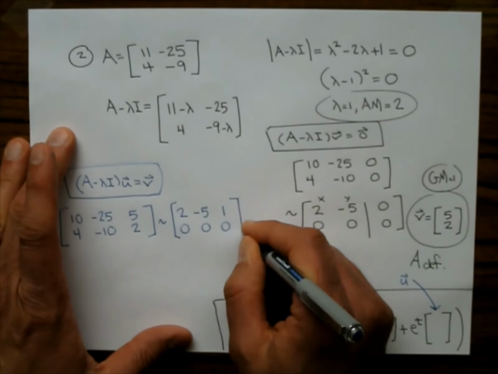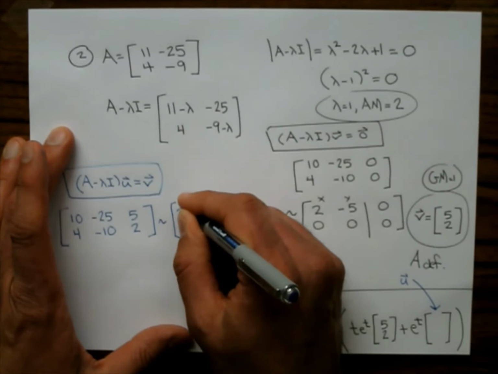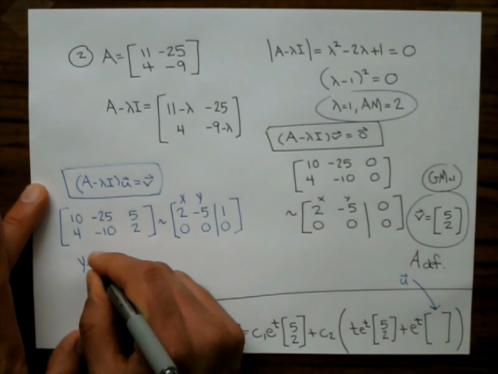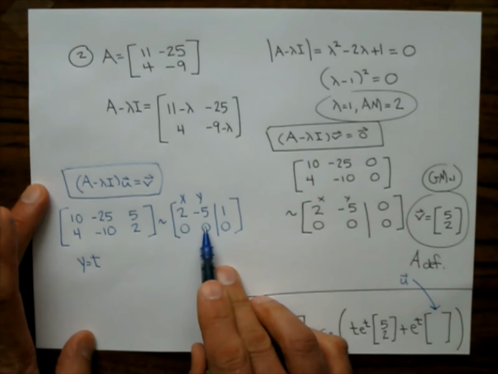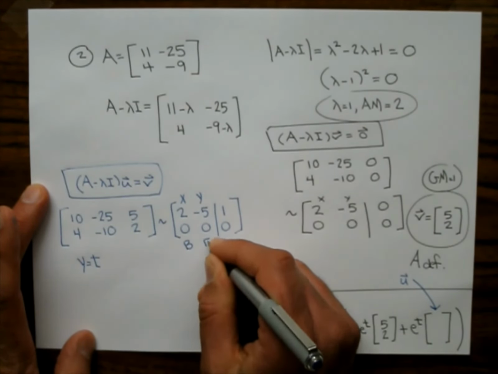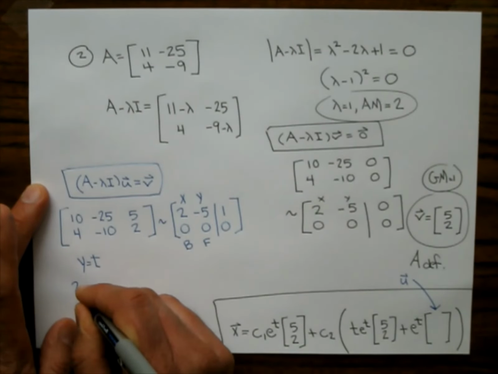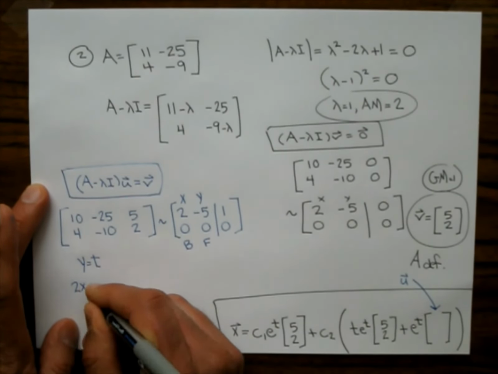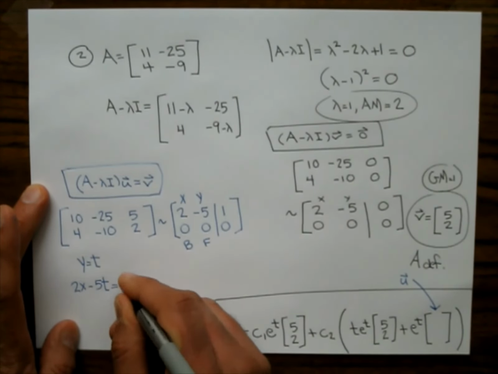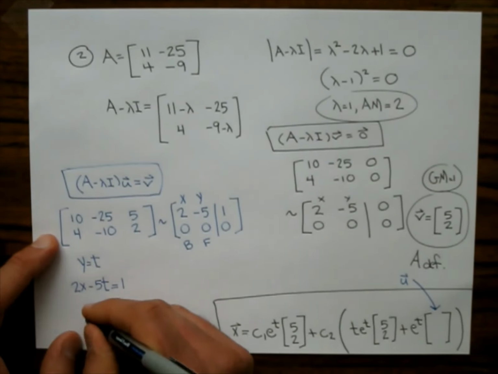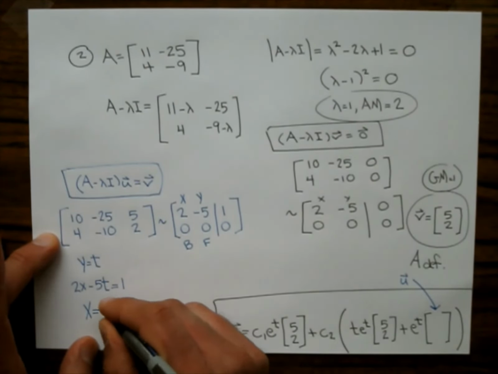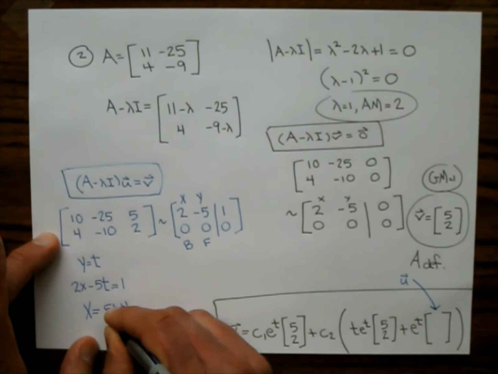And then one of the rows got zeroed out, and we have an x here and a y there. So y equals t, okay? Because it is a free variable, so remember this, we used to write that all the time. And then we have 2x minus 5y, 5t, equals 1. So I solve for x, x equals 5t plus 1 all over 2.